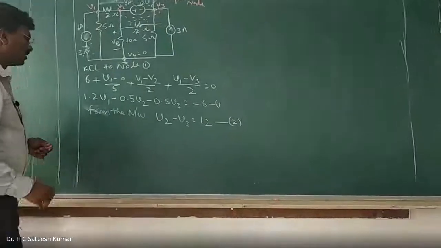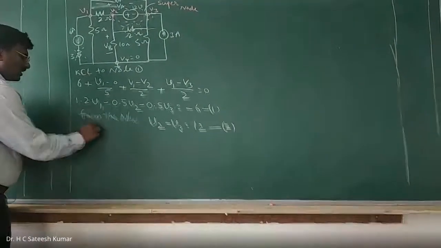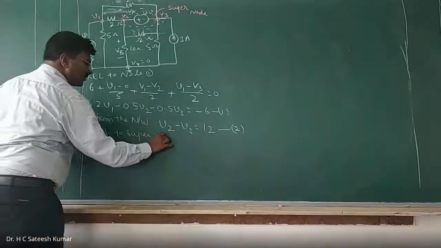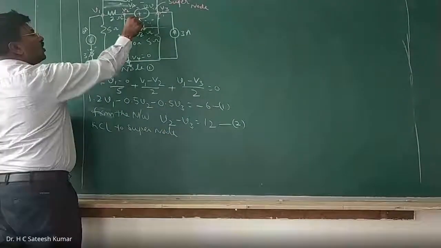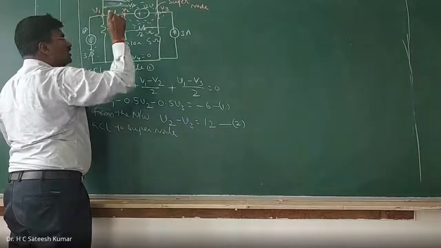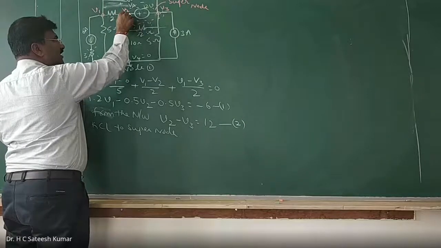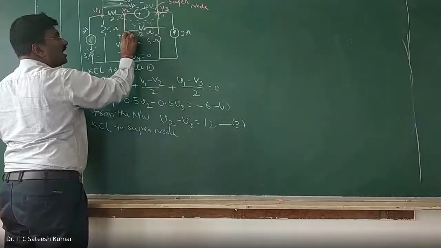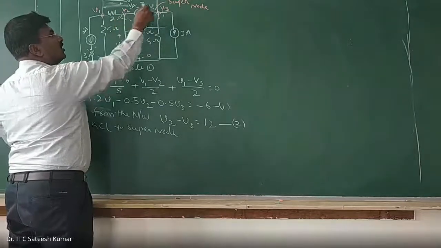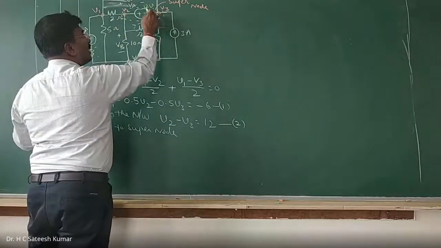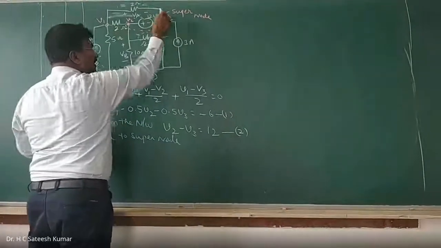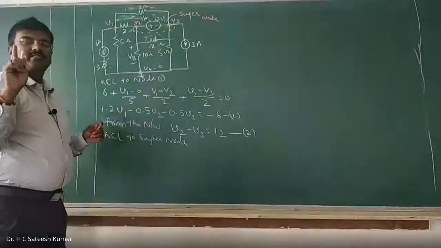Now, KCL to supernode. How to apply KCL to supernode? Observe carefully. If these two combine together, we have a single node. Start from this node. How many elements are connected? 1, 2. As well as this one is already generated, we have removed it. Next node, how many of them are there? One here, apart from this one, 1, 2, 3 are there. Therefore, these two plus these three combined together, you have to write a single equation.